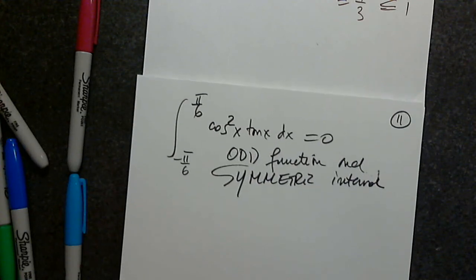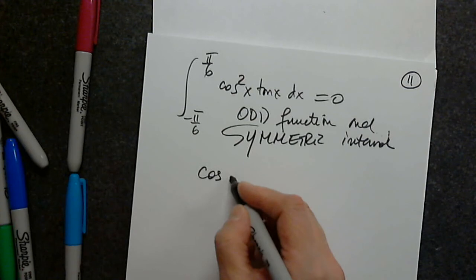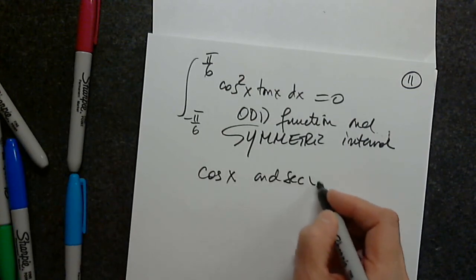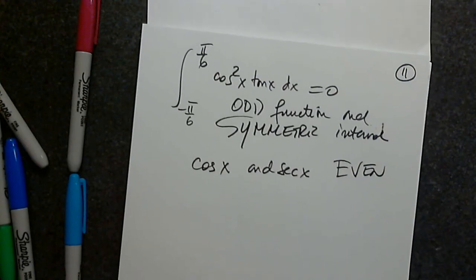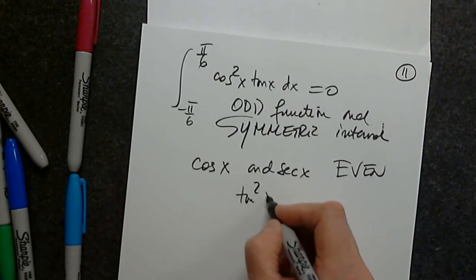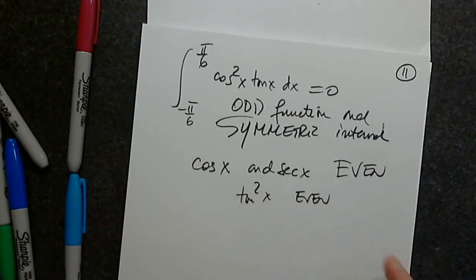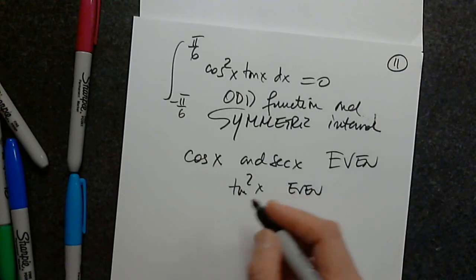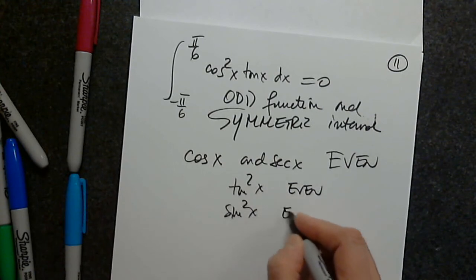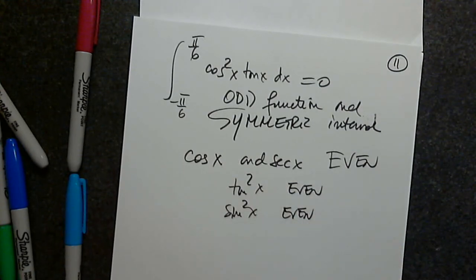So only cosine and secant are even. Everything else is odd. However, tangent squared is even. Sine squared is even. Good. Next integral, please.